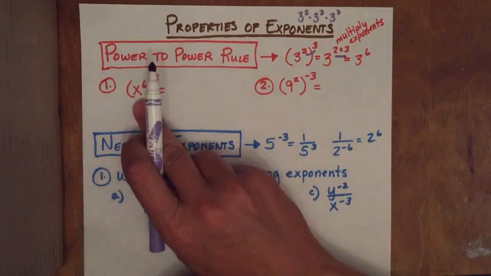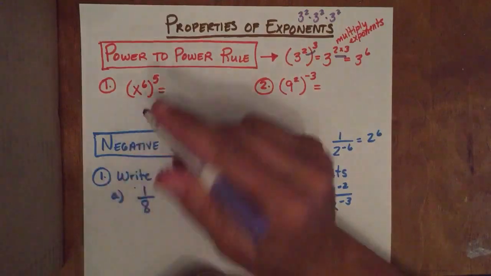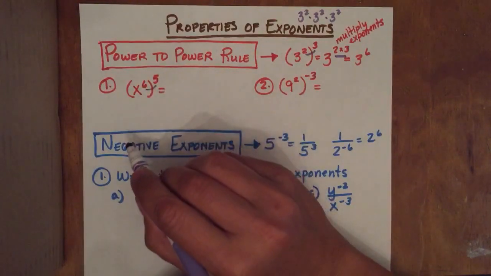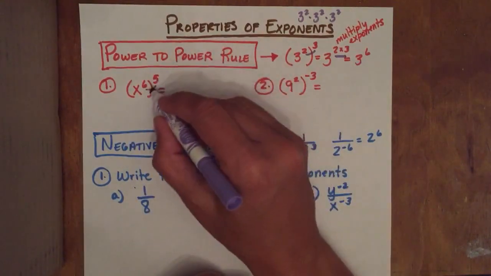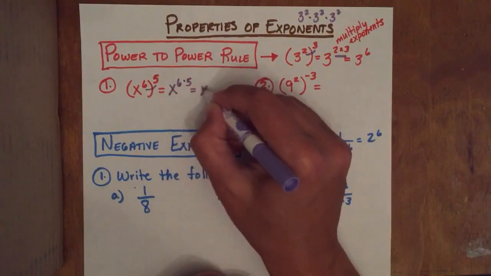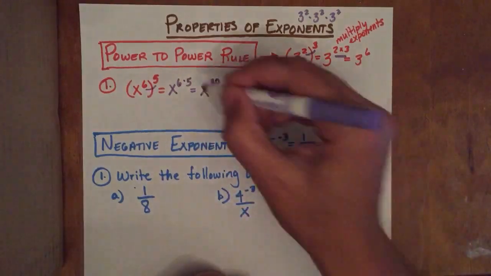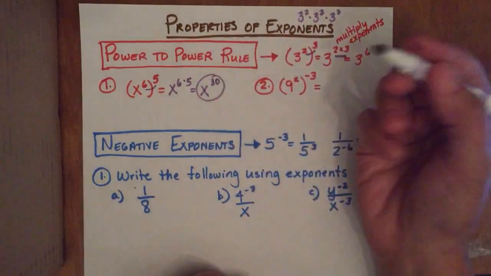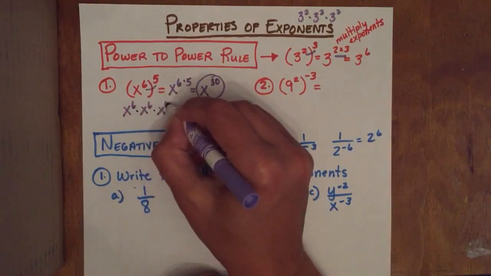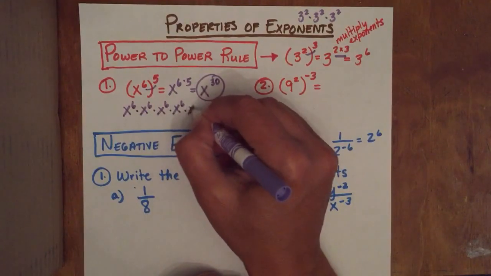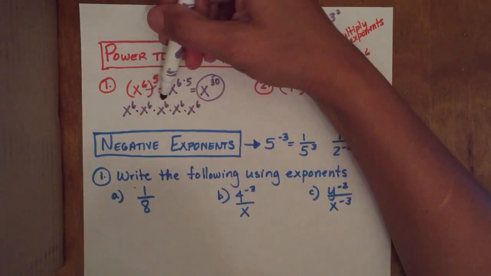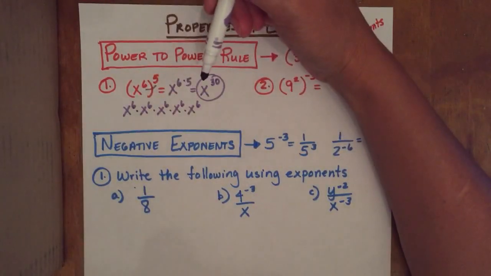Our first example, I have x to the 6th to the 5th power. It's a power raised to a power, so we're going to use the product, and we're going to multiply the 2 exponents. So x to the 6th raised to the 5th would be x to the 6 times 5, which would give us x to the 30th. And that is your answer. Again, if you want to know why it is that way, this is the same as taking x to the 6th 5 times. If I were to expand it out that way, I would see that I have 6, 6, 6, 6, and 6. I've got 30 x's there.